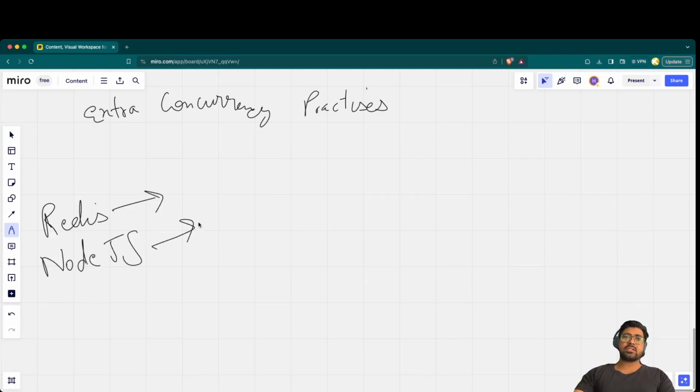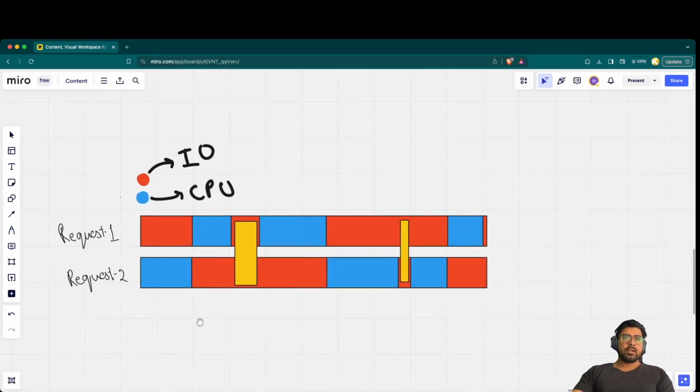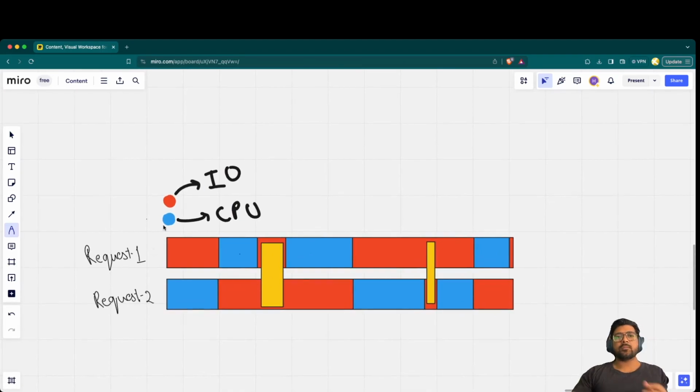So Redis and Node.js thrive by using IO multiplexing. Okay, so I'll explain to you guys now how IO multiplexing exactly works. Let's take an example over here where we have two requests.